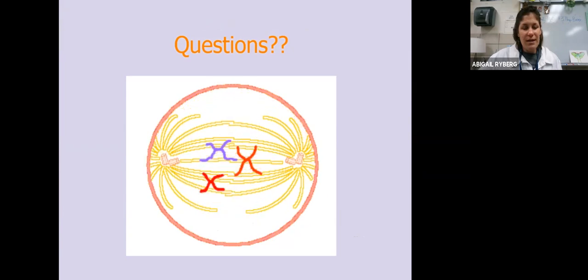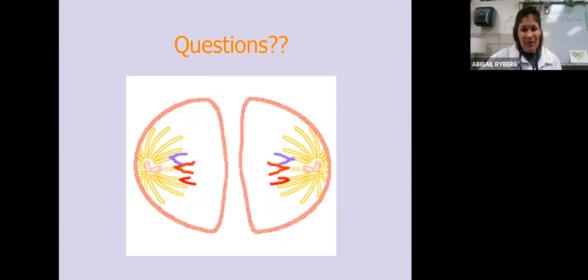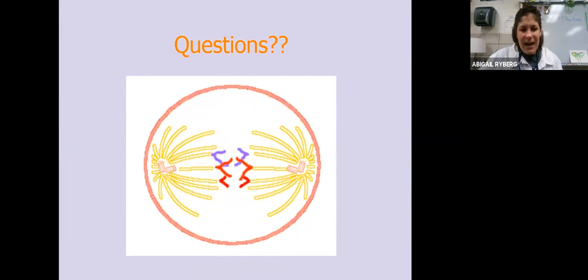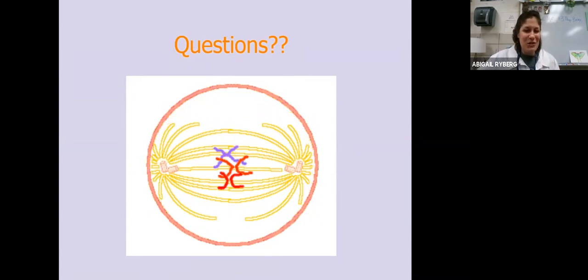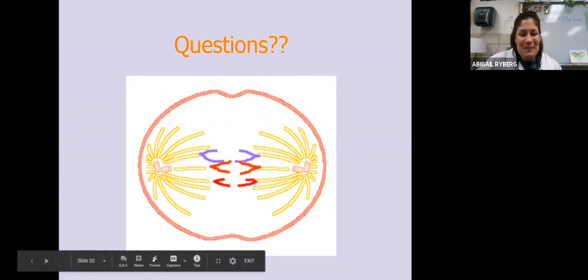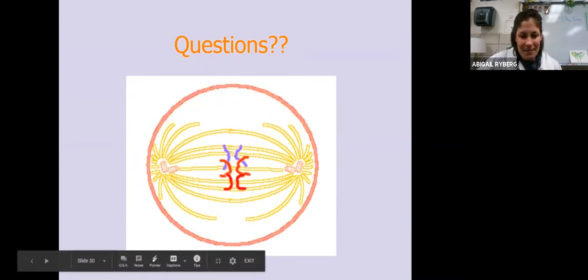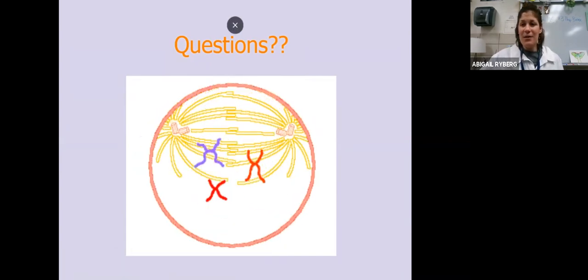So here's prophase. Metaphase, they meet in the middle. Anaphase, they pull away from each other, and then telophase and cytokinesis are tricky in this one. It goes pretty quick. Okay. All right, you guys, that is the end of your mitosis notes.